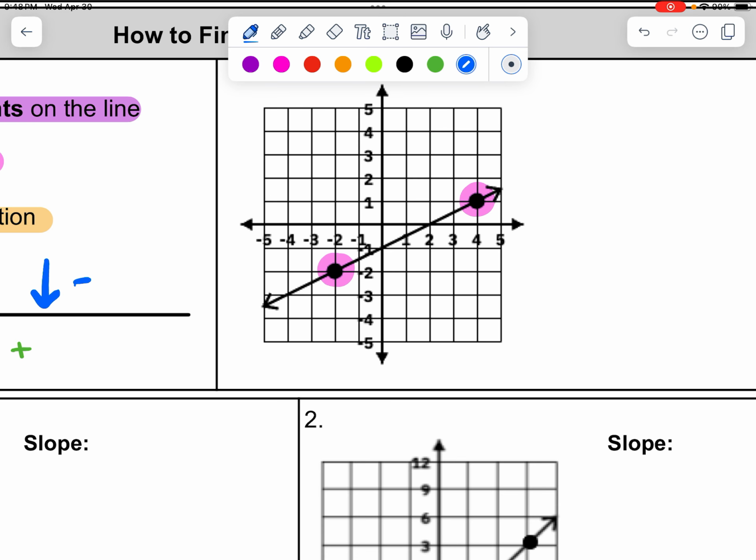Now I have to follow the grid lines. I can't go diagonally across the graph paper. I have to follow these lines on the grid. So if I want to go from this point to this one, I need to go up 1, 2, 3 levels. So we say that our rise is 3.